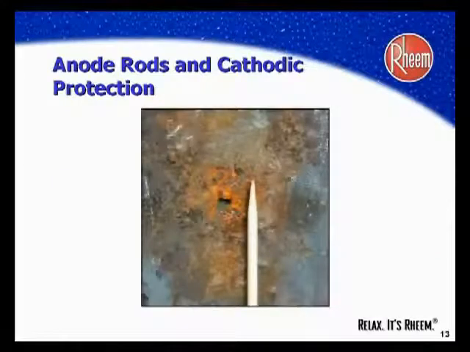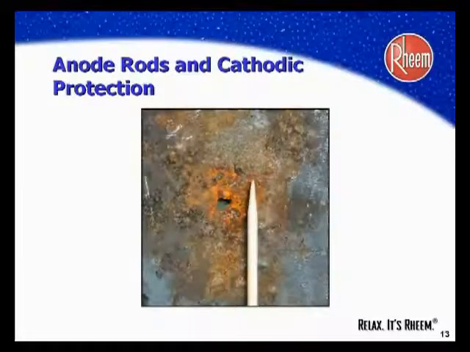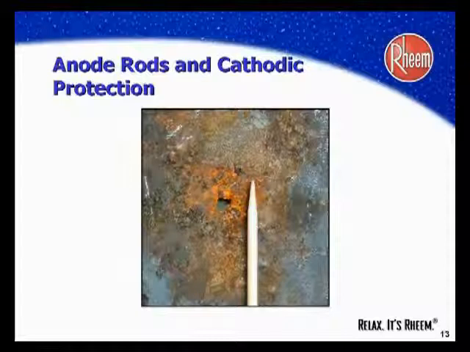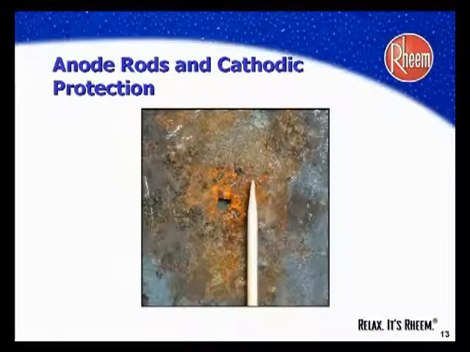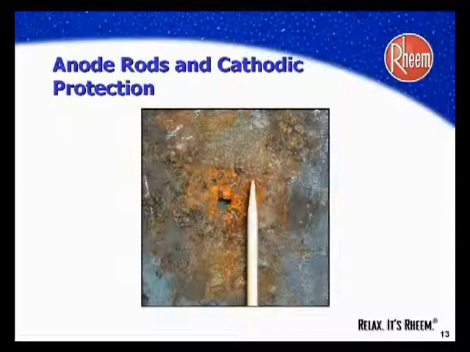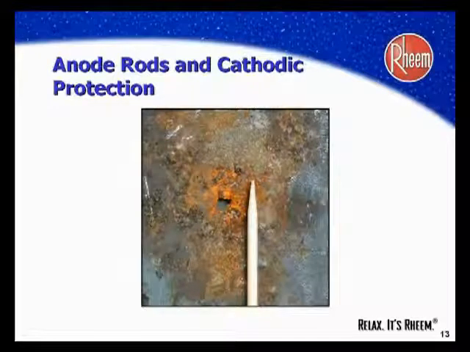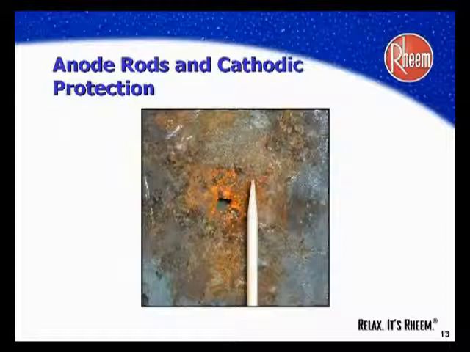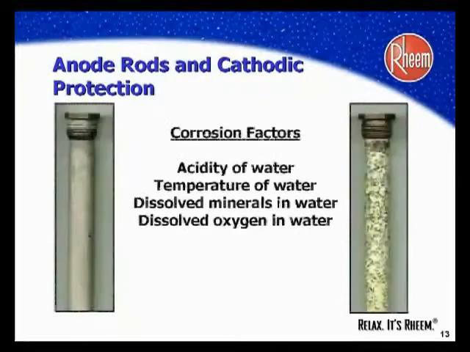Corrosion can be defined as the destructive attack of a metal by an electrochemical reaction within its environment. Steel exposed to atmosphere and oxygen will rust and corrode. Corrosion is defined as the eating away of metal by an electrochemical means. There are four main factors affecting the water's ability to corrode.